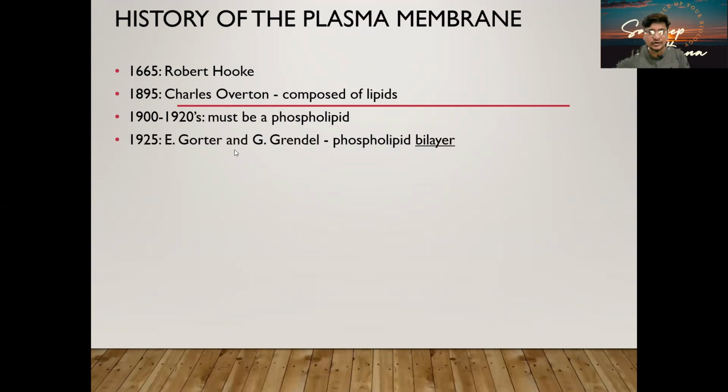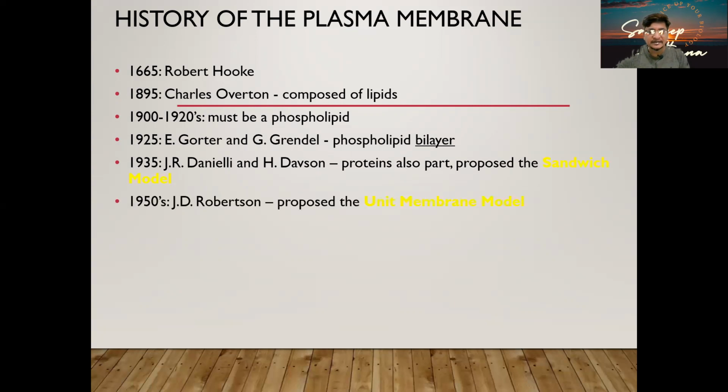Then the first model came from Gorter and Grendel, who said it is not a single layer, it's going to be a lipid bilayer. Then in 1935, there was a model called the sandwich model, where the protein sandwiches the lipid from either side.